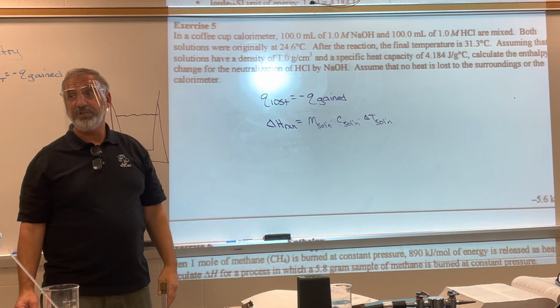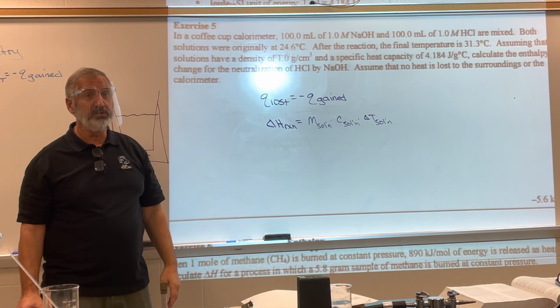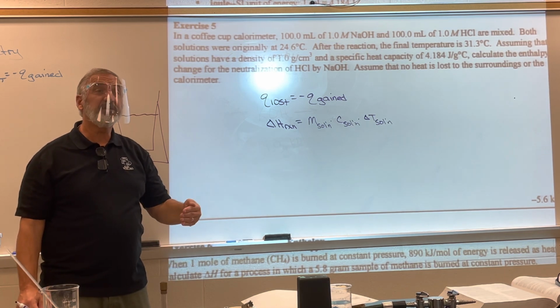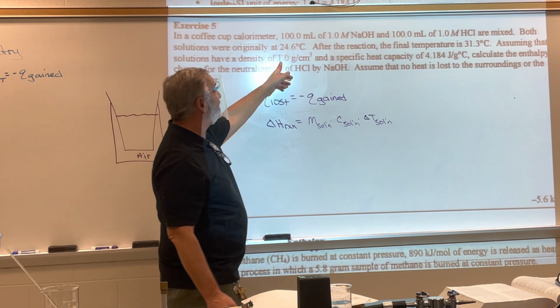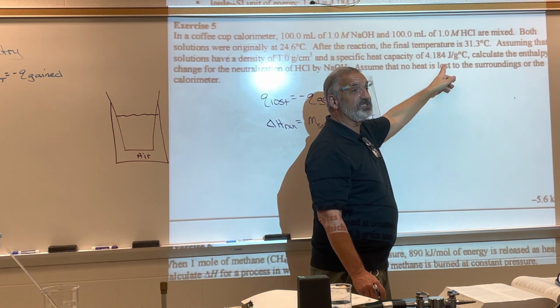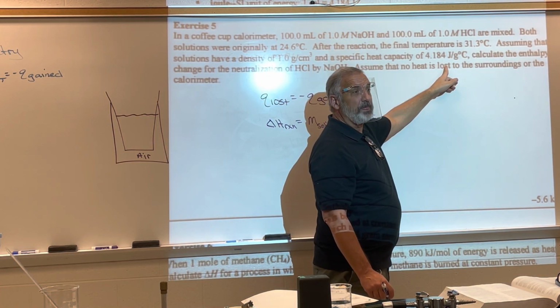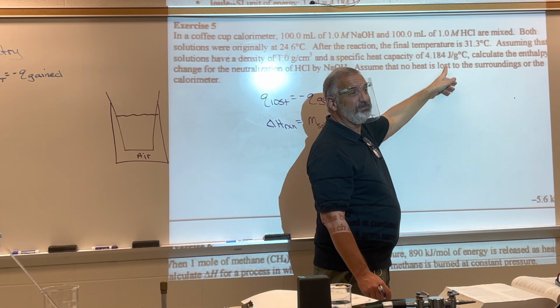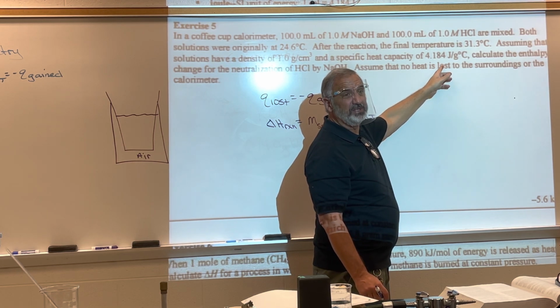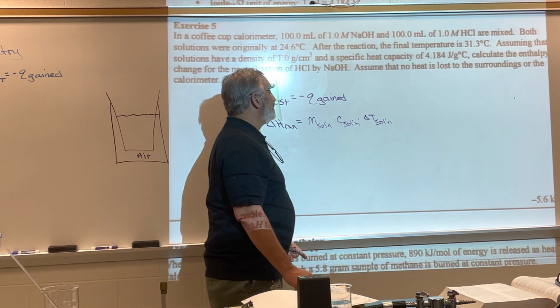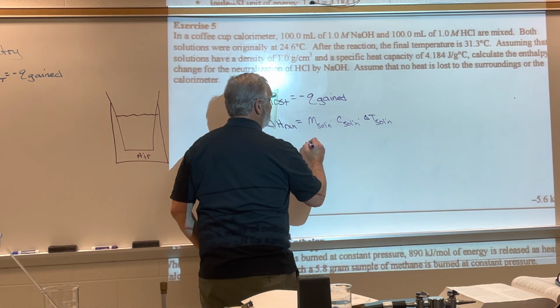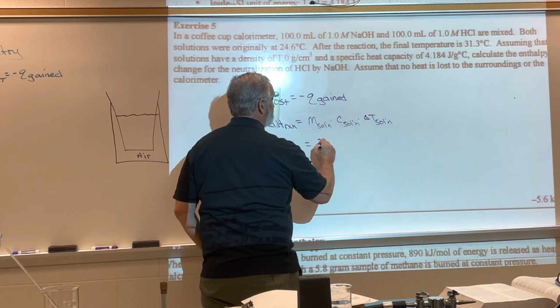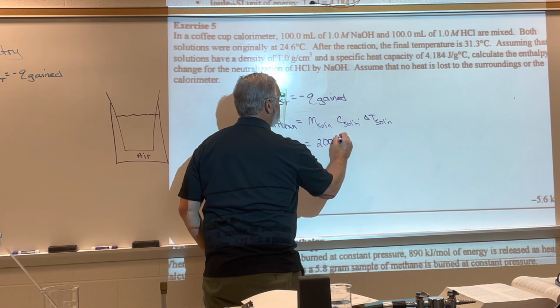Get your calculator out if you need to. 200 times 1 is going to equal 200, okay? So 200 milliliters is going to be 200 grams. And they generally keep the specific heat the same as if it was pure water. Okay? It's not really going to be the same, but these problems, I always simplify them to make them look like that. So I just simply say that the mass of my solution is 200 grams.